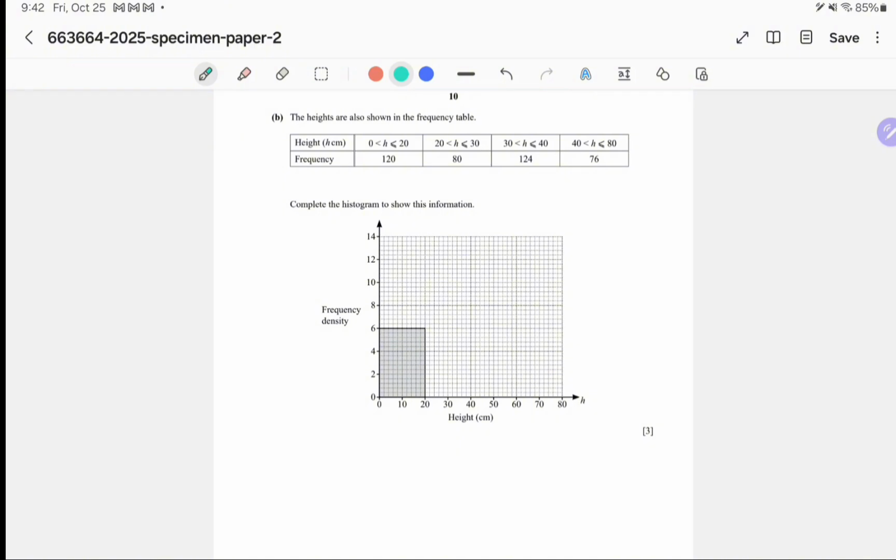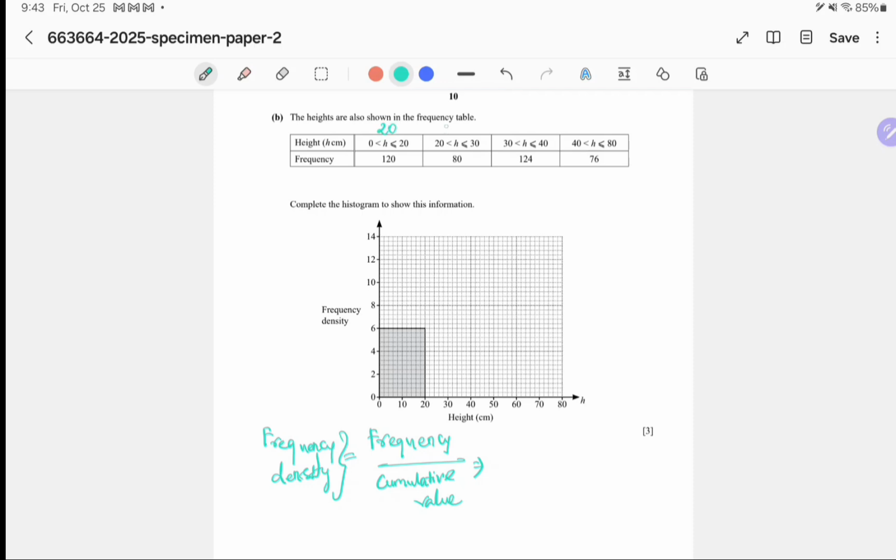We will write the formula first. Okay, frequency density we have to calculate. So the frequency density formula is frequency divided by cumulative value. Okay, slowly we will do. So frequency is 120. For the first thing I am doing one by one with this table. So 120, and the cumulative value is 0 to 20. So 0 to 20 it is 20.